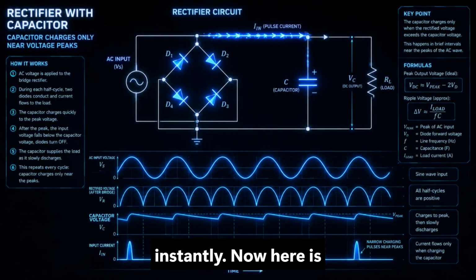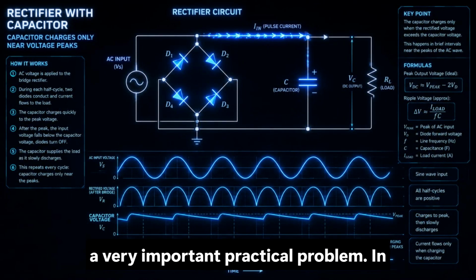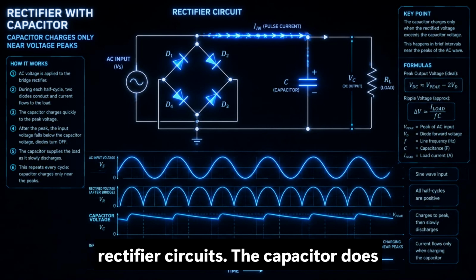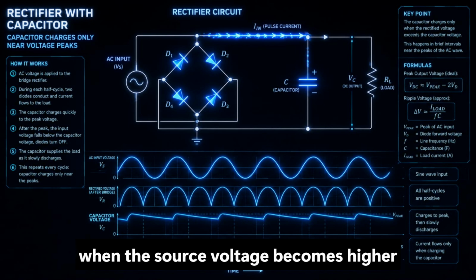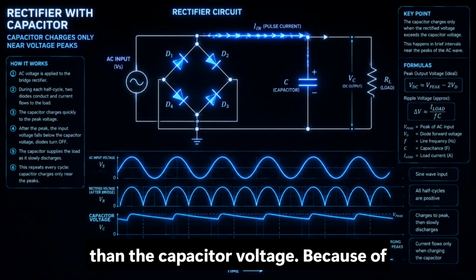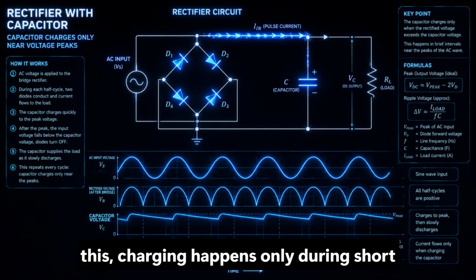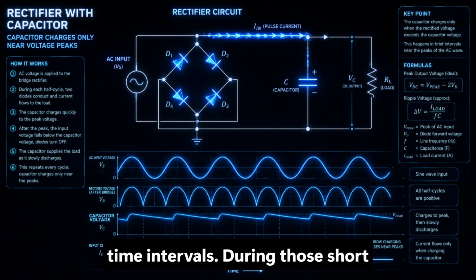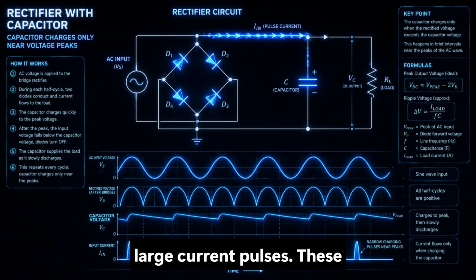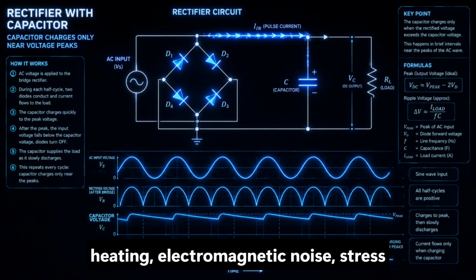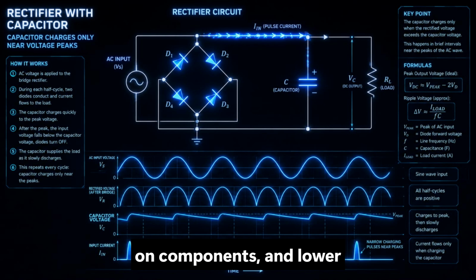Now here is a very important practical problem. In rectifier circuits, the capacitor does not charge continuously. It charges only when the source voltage becomes higher than the capacitor voltage. Because of this, charging happens only during short time intervals. During those short intervals, the capacitor draws very large current pulses. These are called current spikes. Current spikes can cause heating, electromagnetic noise, stress on components, and lower efficiency.